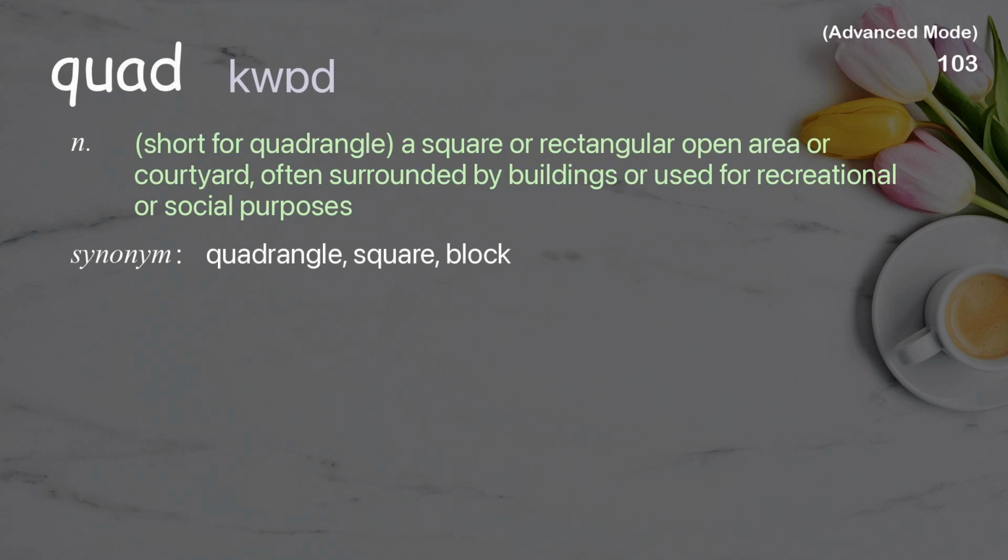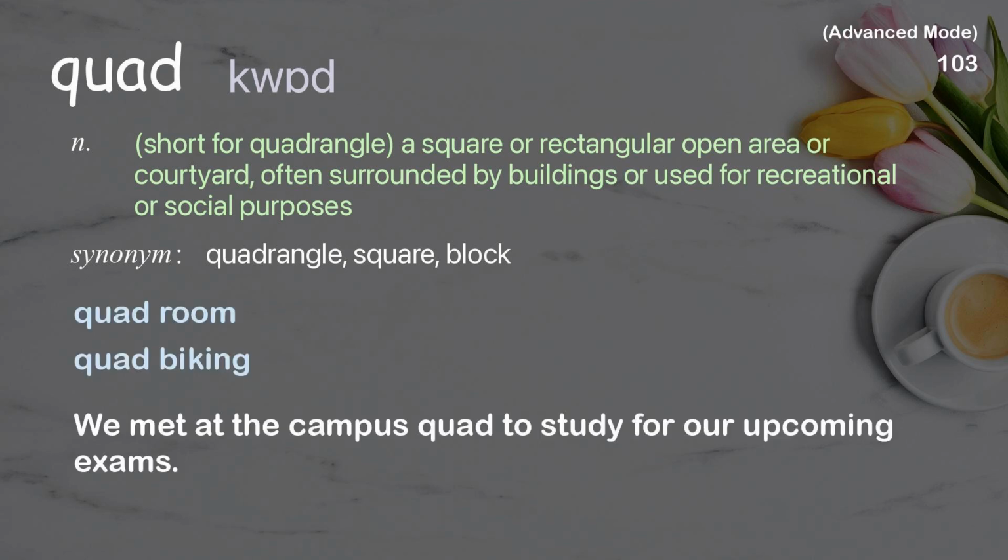Quad. Short for quadrangle, a square or rectangular open area or courtyard, often surrounded by buildings or used for recreational or social purposes. Examples: quad room, quad biking. We met at the campus quad to study for our upcoming exams.